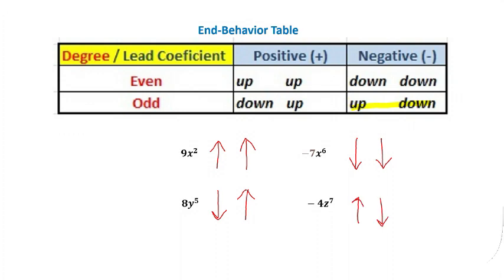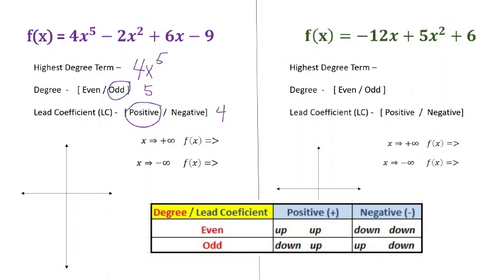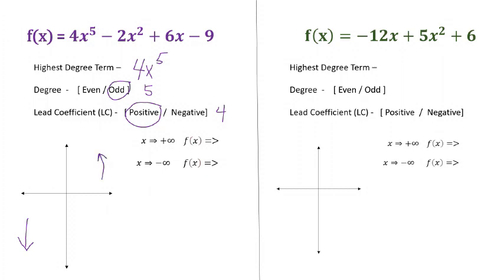In this polynomial, we have 4x to the fifth power minus 2x squared plus 6x minus 9. Our highest degree term is 4x to the fifth power. 5 is the degree, and 5 is odd. Positive 4 is the leading coefficient, so that is positive. If we have an odd degree and a positive leading coefficient, our end behavior on the left side will go down, and on the right side, it will go up. Again, we're just talking about the end behavior.